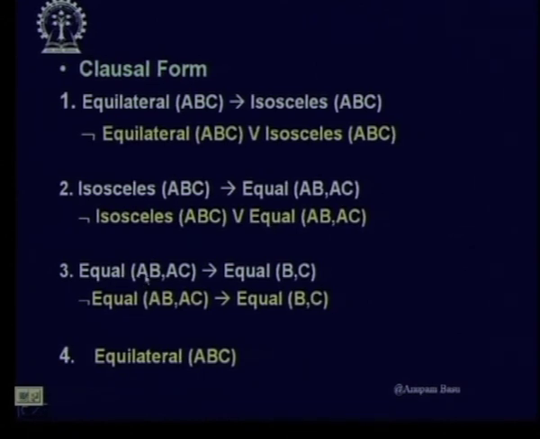Similarly, equal ABAC implies equal BC gets converted to not equal ABAC. Why is this? Because if I convert it in the clausal form, this antecedent part becomes negated. I am sorry, here there is a mistake. Not equal AC, this should be changed to or, just as has happened here. Not equal ABAC or equal BC.